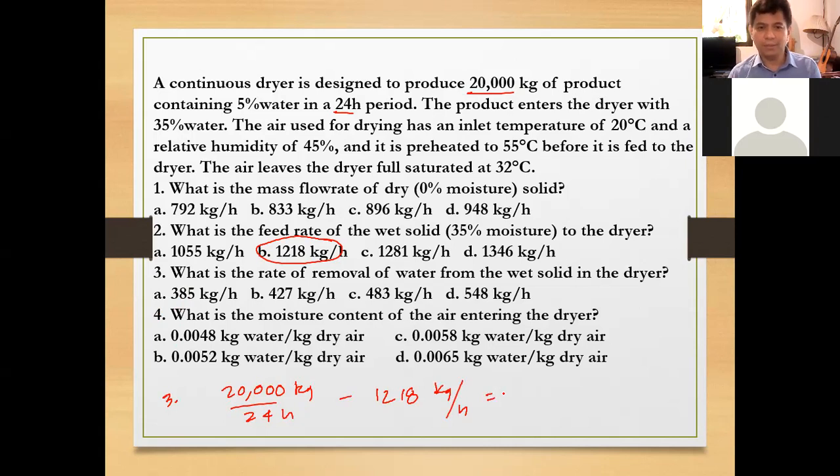Can you imagine it? That's why you really need to imagine things. Because, isn't it, the drying has the feed, and then the product. This is drying, so only the water is removed. So if you wanted to solve for water, you can just do an overall mass balance. The overall mass balance would be F equals water plus P. So in short, water is simply equal to F minus P.